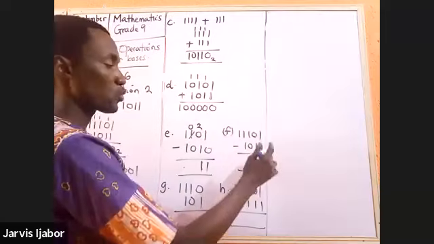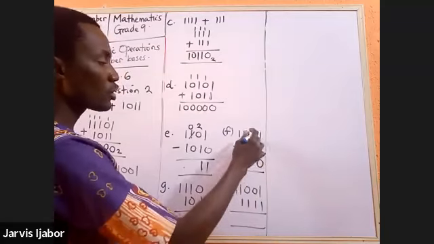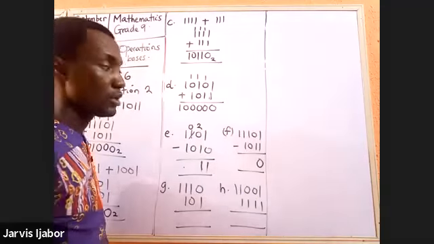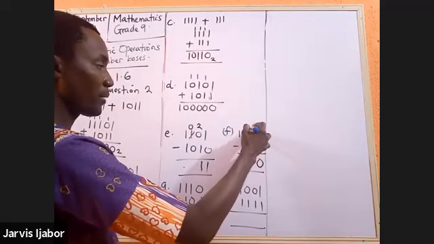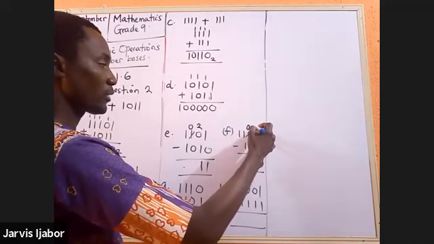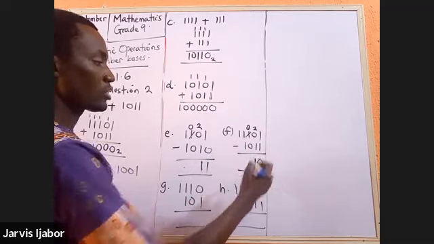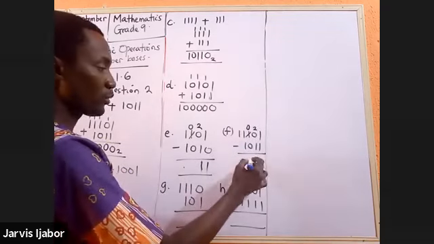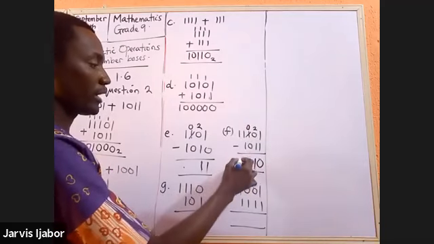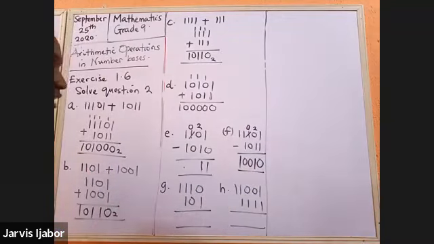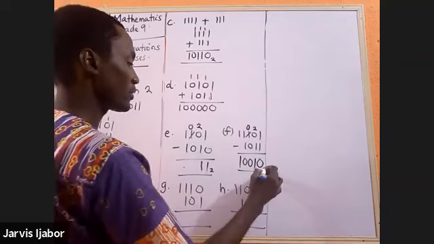1 minus 1 is 0. 0 minus 1, not possible. So we can borrow 1 from here, becomes 0. And this becomes 2, which is 1. 0 minus 0 will give you 0. 1 minus 1 will give you 0. And then 1. So that will be the answer there. This is in base 2.